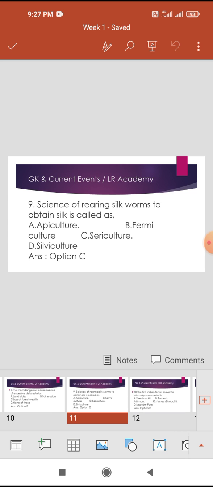Ninth question. Science of rearing silkworms to obtain silk is called, option A, apiculture. Option B, fermiculture. Option C, sericulture. Option D, silviculture. Again, I repeat. The science of rearing silkworms to obtain silk is called as, option C is the right one, sericulture.